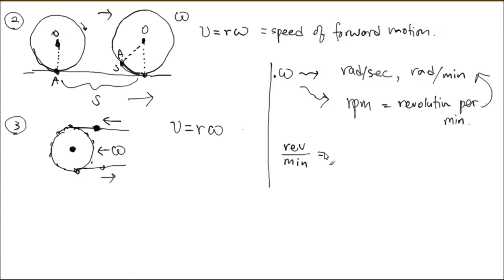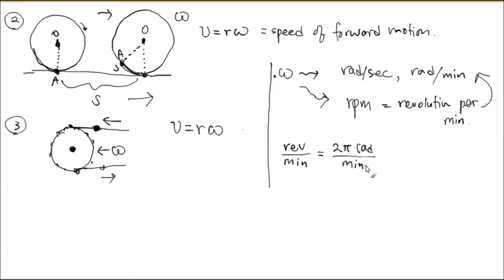One revolution is how many radians? 360, close. We have to use radian measure, right? So that's 2 pi radian divided by minute. That's right. Yeah, so we don't touch that.